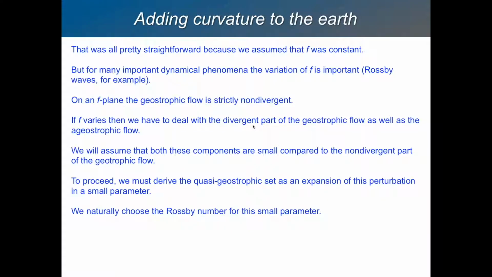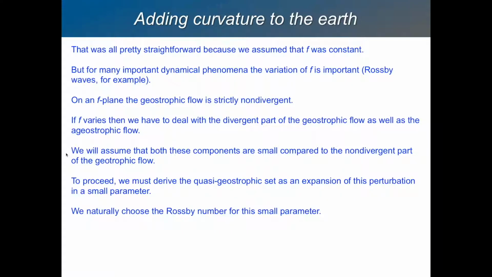So what we're going to do is we're just going to say, well, this is complicated now. We can't just separate the geostrophic flow and the divergent flow. We have to say, well, there's the geostrophic non-divergent flow, which is the geostrophic flow you would have if f was constant. And there's everything else, right? The divergent part. And we're going to say everything else is small compared to this. Right? And that way we can actually include variations of f in our theory.